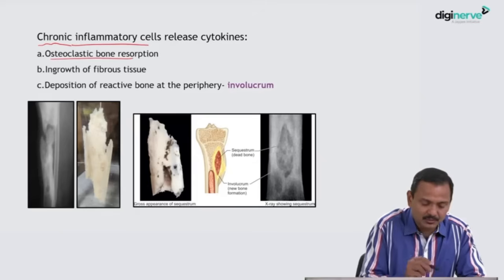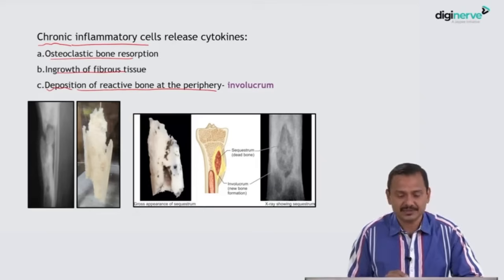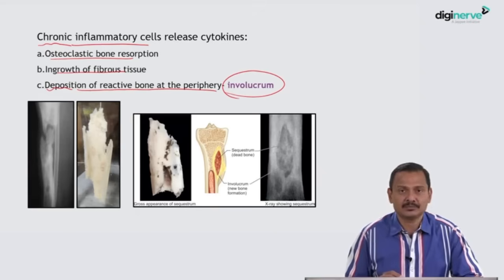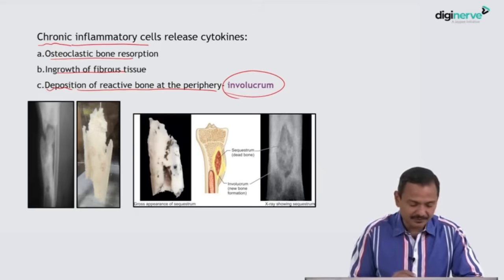Now, once there is chronic osteomyelitis, what will happen? There is osteoclastic bone resorption, ingrowth of fibrous tissue and deposition of new reactive bone at the periphery, and this new bone is called as involucrum. Okay? Now, here there are different pictures.